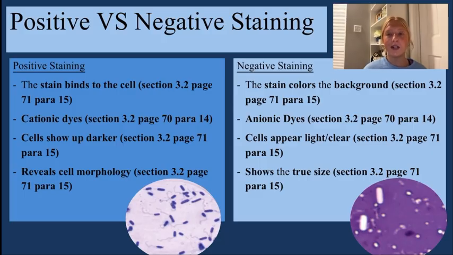But with negative staining, everything is basically the opposite. The cell remains unstained and appears bright and visible, while the background appears dark. This uses anionic dyes, which have a negative charge and are repelled by the negatively charged surface of the bacteria. This staining helps show the true size of the cell, because positive staining may require some form of heat, which can distort the cells. So negative staining is better for showing the exact size.